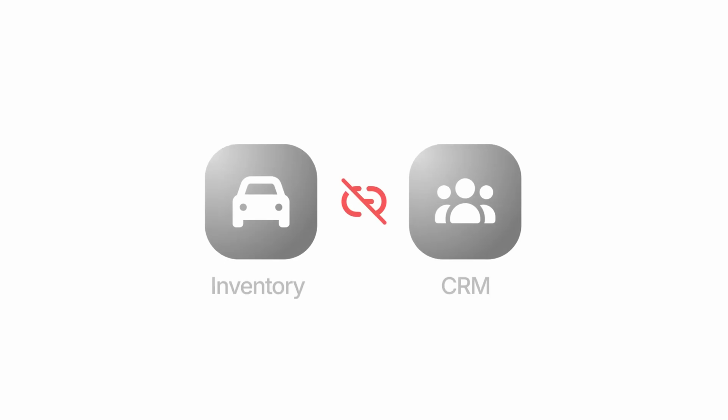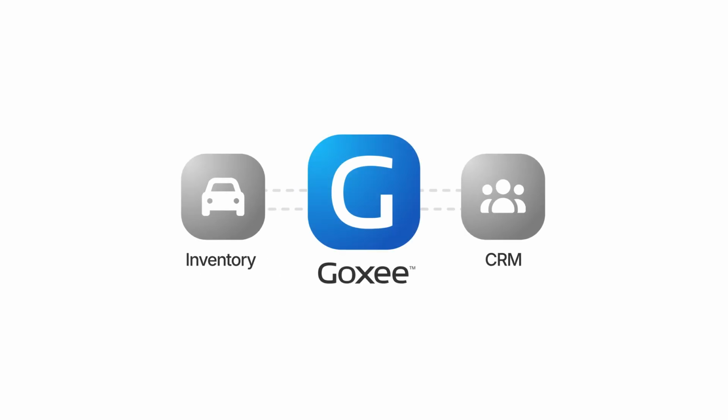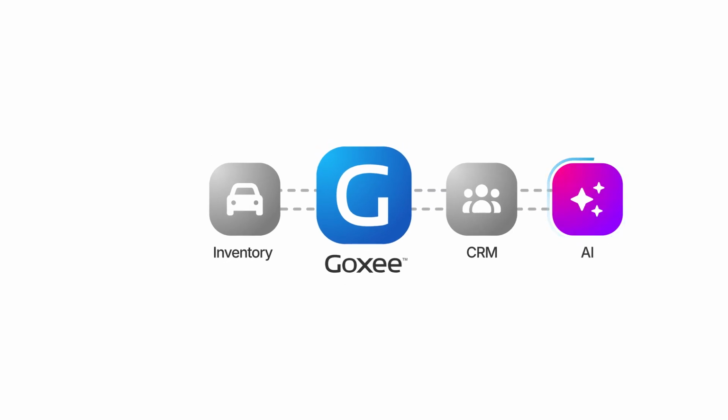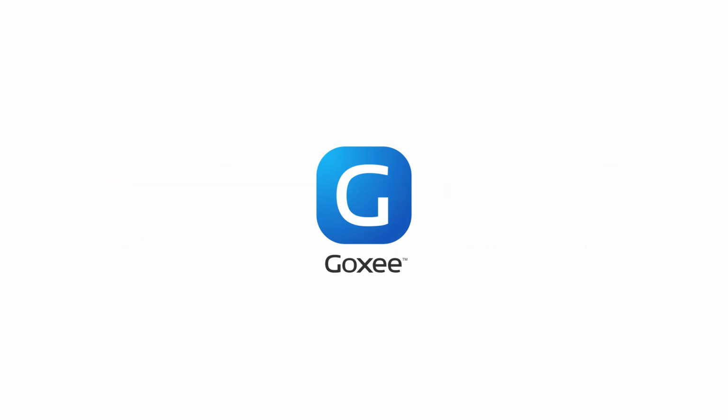Unlike disconnected traditional systems, Goxee Advantage fully connects and analyzes every lead with your inventory data, combining all types of lead communications into a single workspace, so you can detect buyer intent and then trigger the right automations at the right time. Now, imagine using that same CRM buyer intent data to make a smarter decision on whether you should sell, hold, or drop the price of any unit.